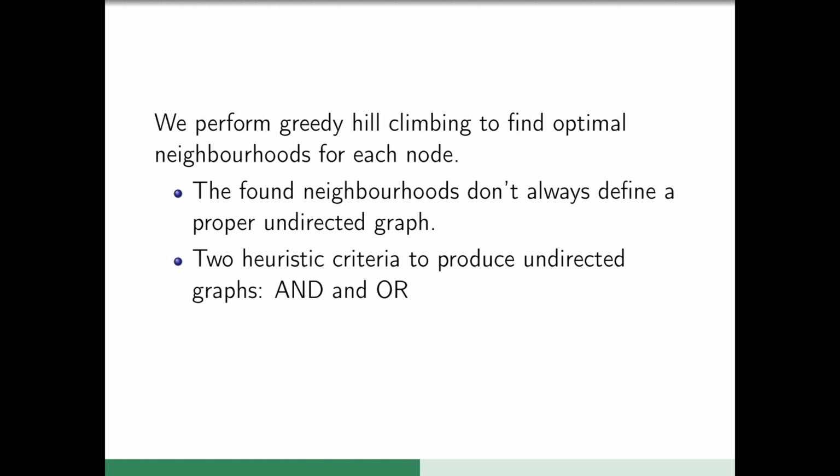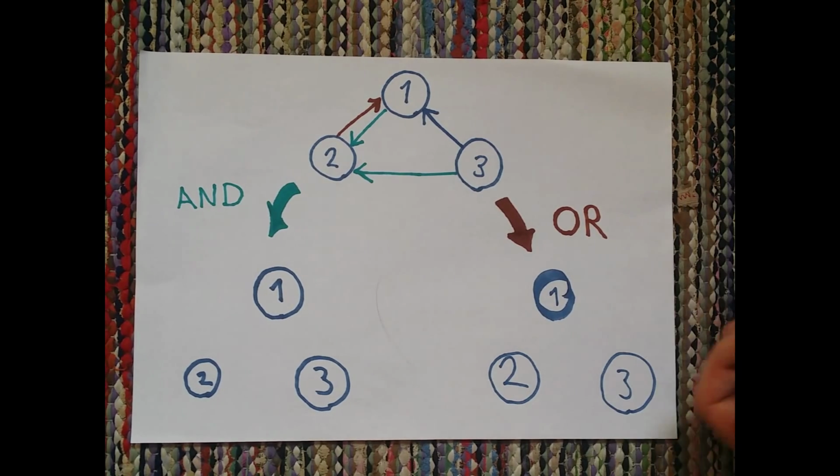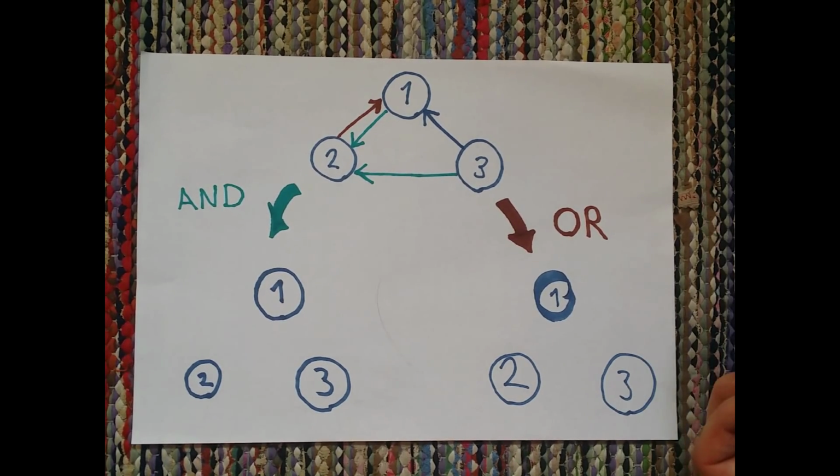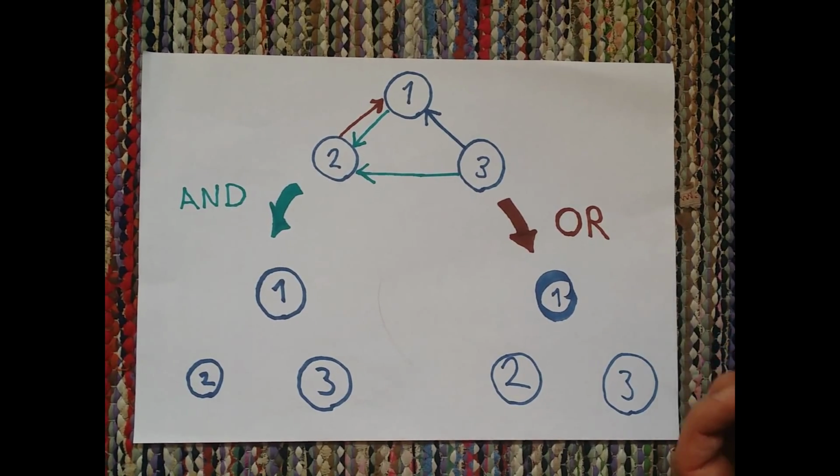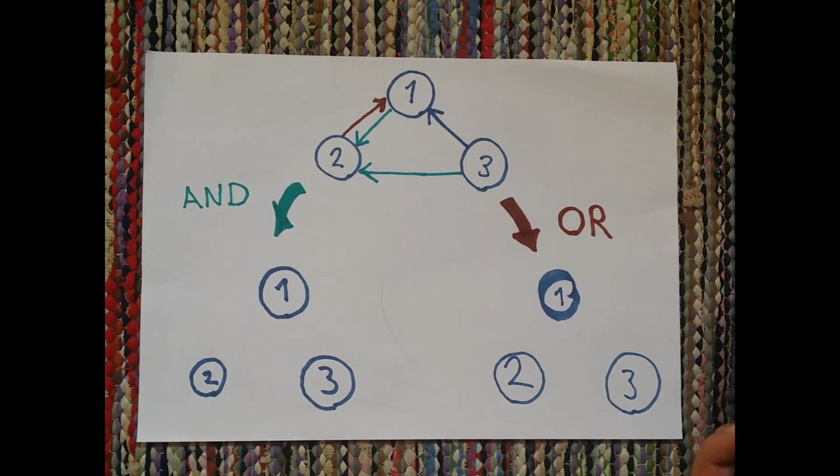We use two heuristic criteria to produce proper graphs. This example shows how the learned Markov blankets are transformed into proper undirected graphs.